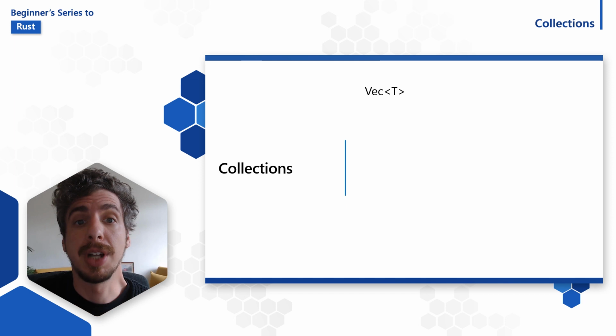The most common collection type is a vector, which is a growable, continuous stack of items of the same type. For example, a Vec of strings is a continuous collection of strings, and as we run our program, we can add and remove items from the Vec.